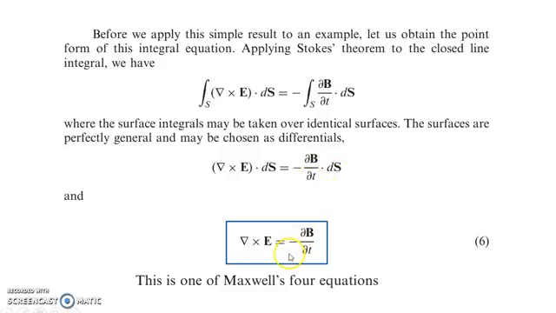So this is nothing but one of Maxwell's four equations, which was the goal to find out, which is given by del cross E is equal to minus del B by del t.